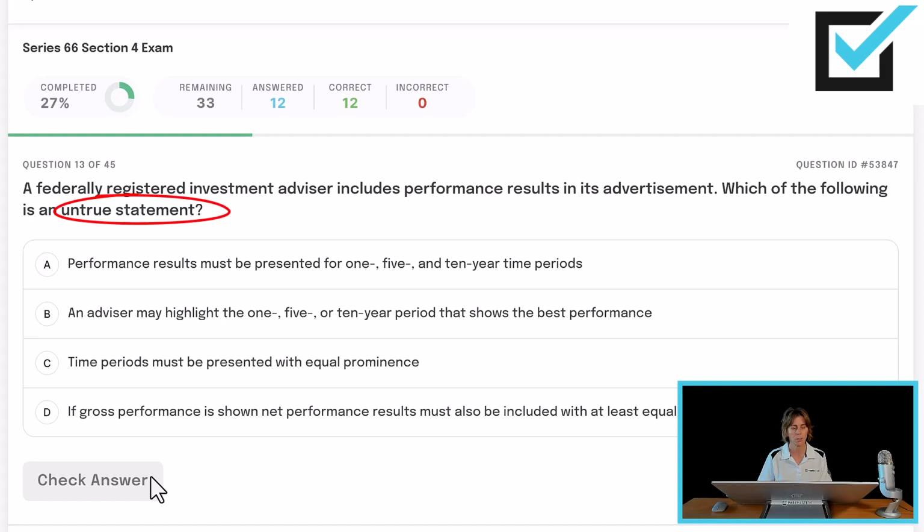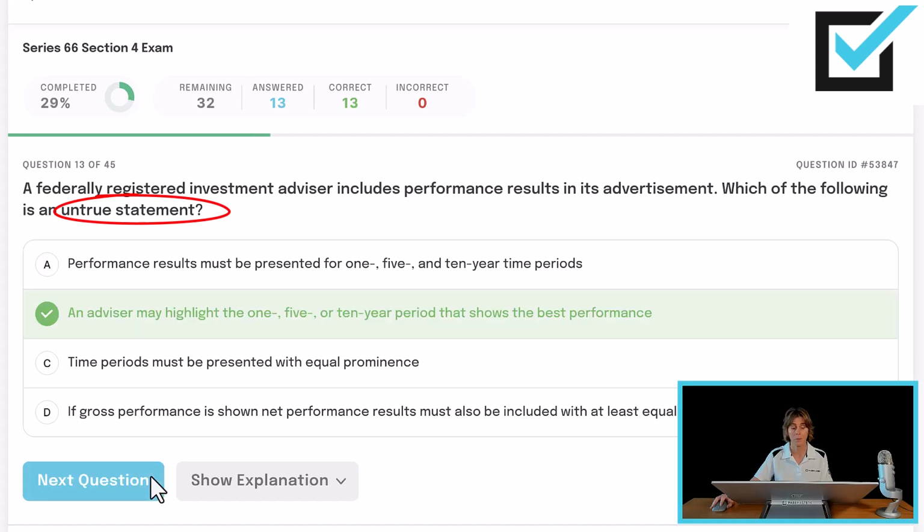So we're looking for the untrue statement. An advisor may highlight, that is not true. An advisor may not highlight, no.